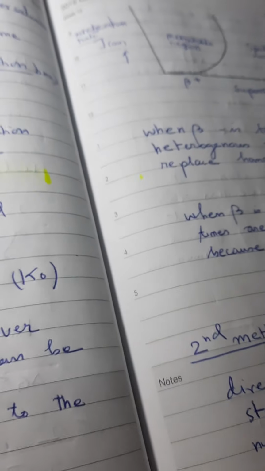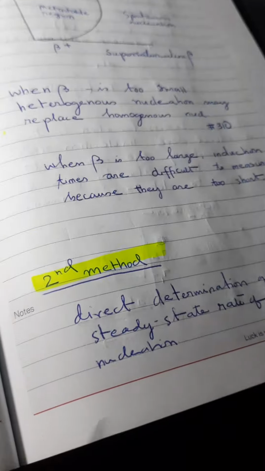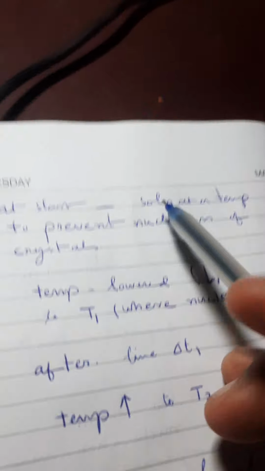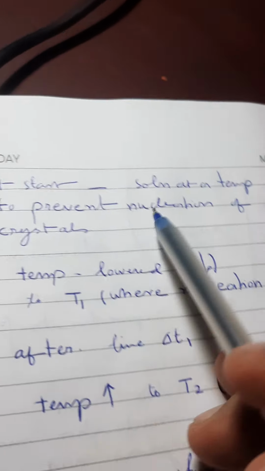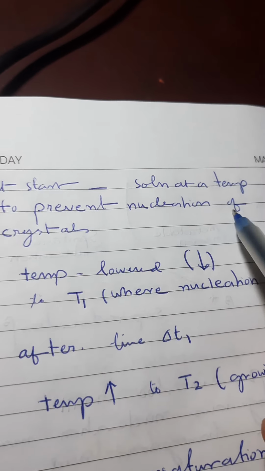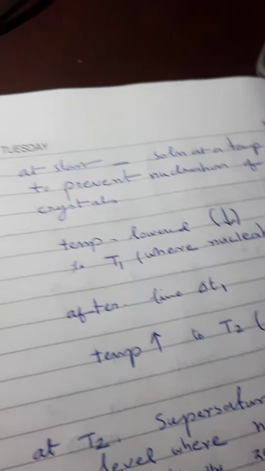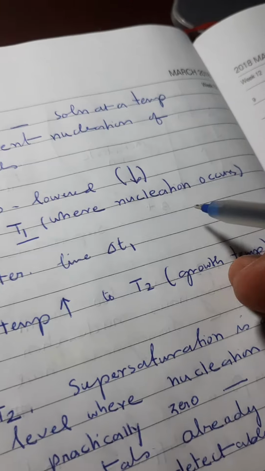If we come to the second method, it is a direct determination of the steady state rate of homogeneous nucleation. At the start, we begin at a temperature at which there is no nucleation, that is, the nucleation is prevented at that temperature. From that temperature, the temperature is lowered to a certain temperature T1, where the nucleation starts to occur.